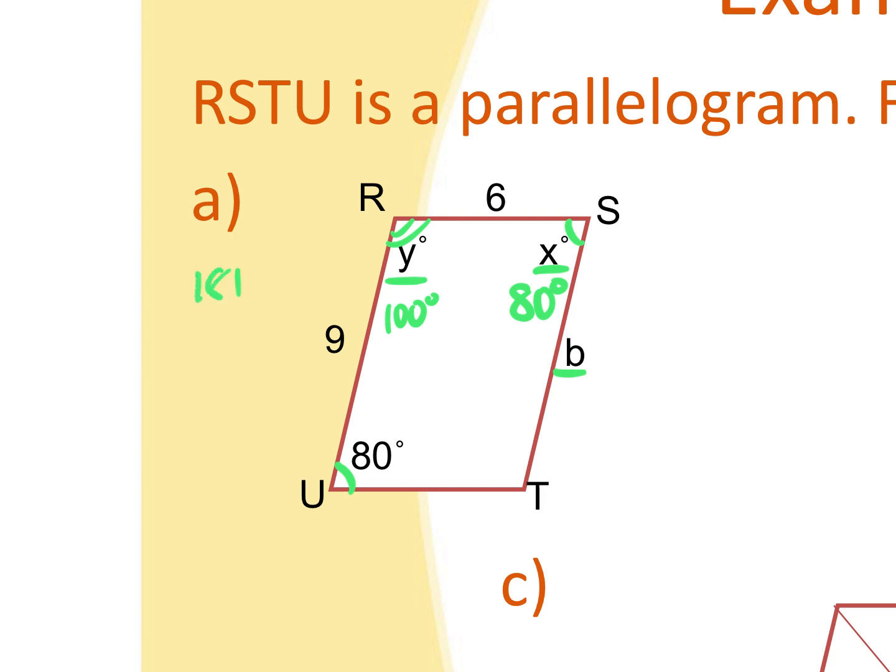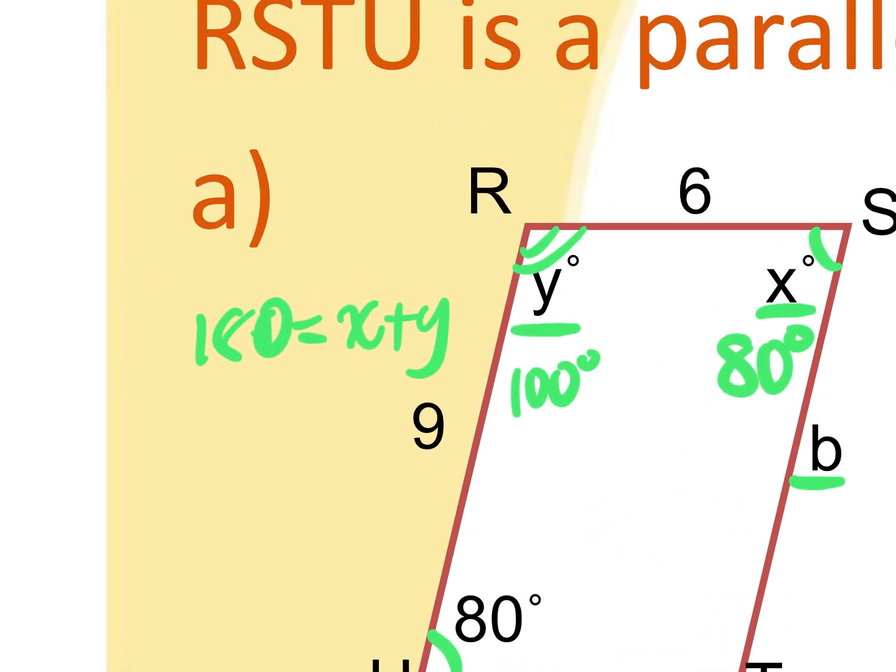Good. So 180 must be equal to X plus Y because they're supplementary. They're next to each other. So 180 must be equal to 80 plus Y. Subtract the 80 from both sides and you get 100 equals Y.